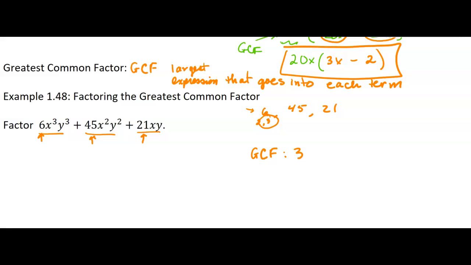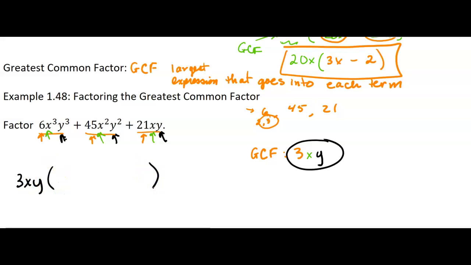Now the next part might be easier to look at. You've got x cubed, x squared, x. What's the most that they all have? Just an x, right? They don't all have x squared, they don't all have x cubed, but they all have at least one factor of x. Okay, and then you do the same thing for y. I got a y cubed, a y squared, and a y, so they all have at least one y. Okay, that then is the GCF. 3xy will go into each of those terms.